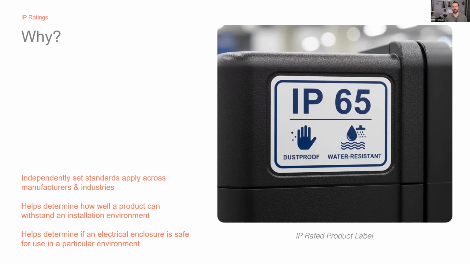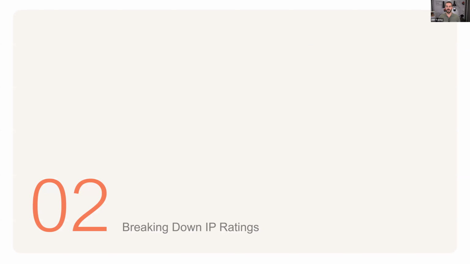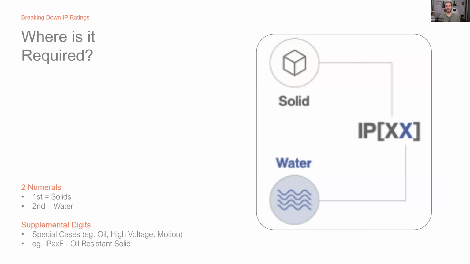So when it comes to breaking down an IP rating, we have this code that's here in front of us. We'll always start with IP, and then we'll have two numbers after it. So there's two numerals in there. The first is going to be the rating against solids. The second is going to be the rating against water. So relatively simple. You'll have IPXX, and that tells you exactly what that rating is.